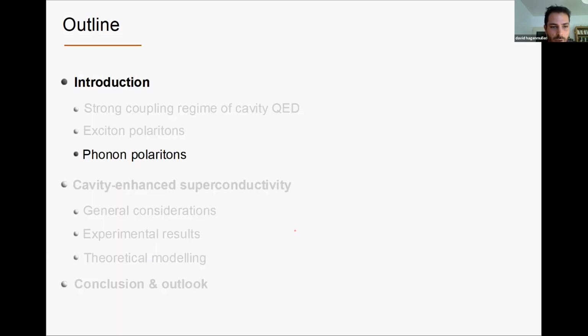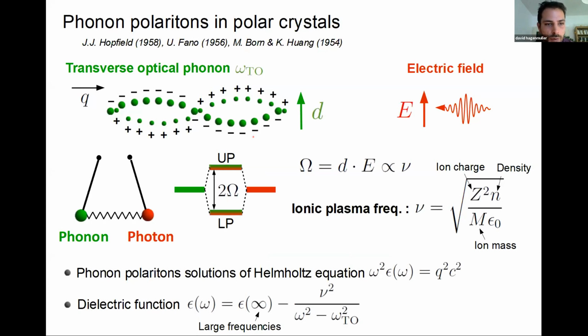But here, I would like to focus on another type of excitation, phonons, which can be also strongly coupled to light. So in a polar crystal, for instance, two ions with opposite charges in the same unit cell can oscillate around their equilibrium position along the direction which is perpendicular to the propagation. So this is called the transverse optical phonon, and these transverse optical phonons can be efficiently coupled to infrared light. In this case, the vacuum Rabi frequency is proportional to the ionic plasma frequency, which is defined here. And since phonons are bosons, one can also think of this coupling as two coupled harmonic oscillators, which gives rise to two polaritons. So we call them phonon polaritons.